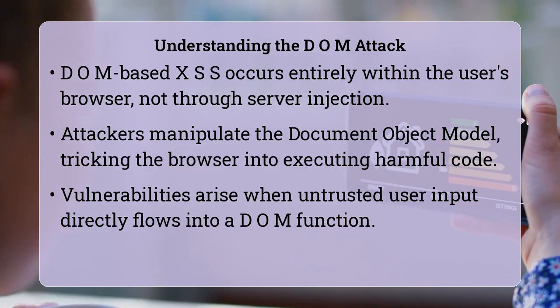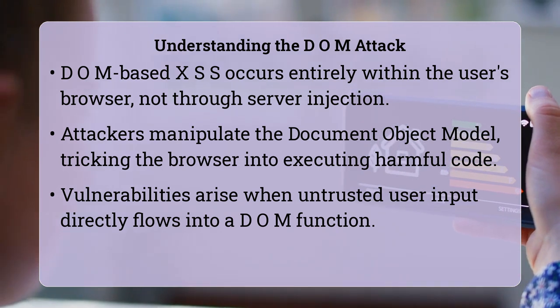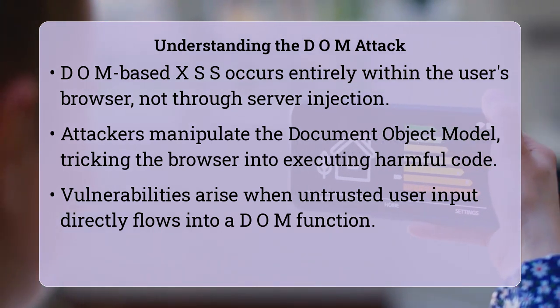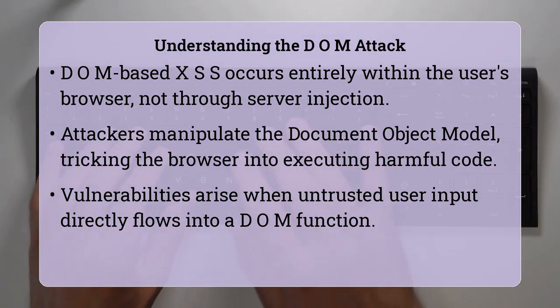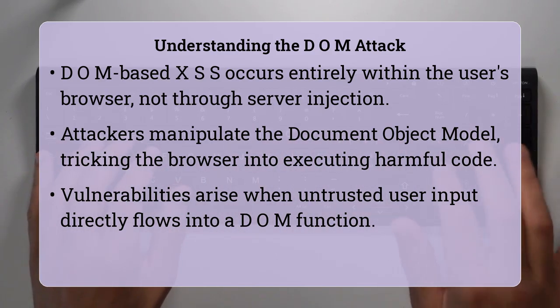The primary way to protect against this is through robust input validation and contextual output encoding. First, always validate and sanitize all user input on both the server and client sides. Remove or neutralize any potentially harmful characters or scripts. Second, and crucially, when you insert user-controlled data into the DOM, always apply contextual encoding.